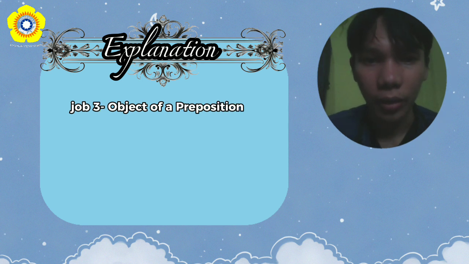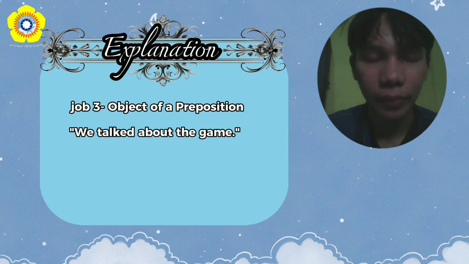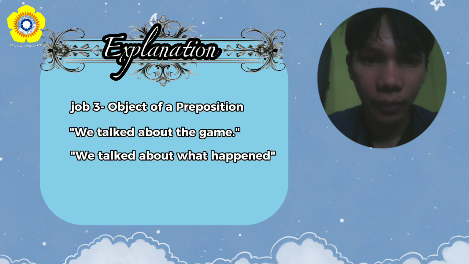Job 3. Object of a preposition. For example, after the preposition about, we have the noun, the game. Let's swap it. And there it is. About what happened. The noun clause followed the preposition perfectly.